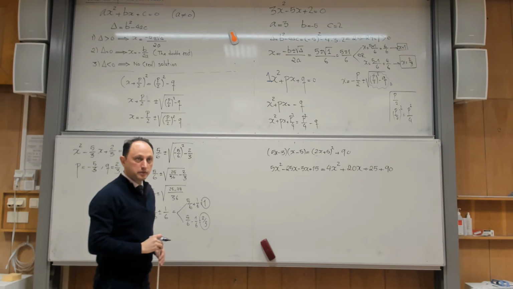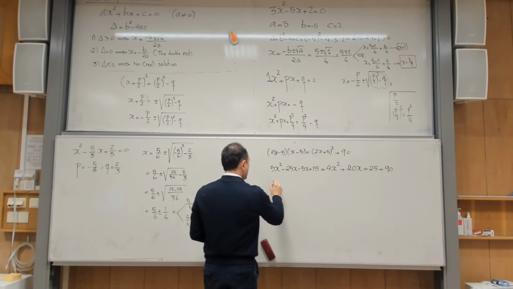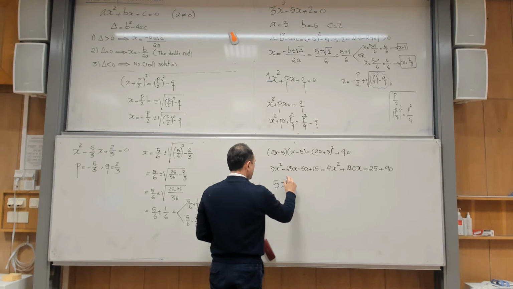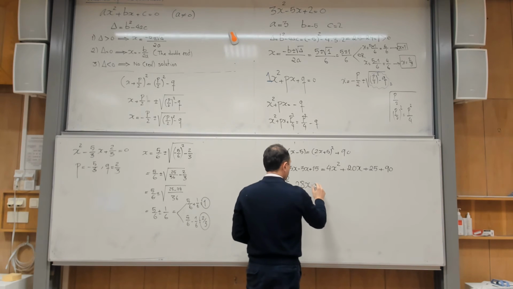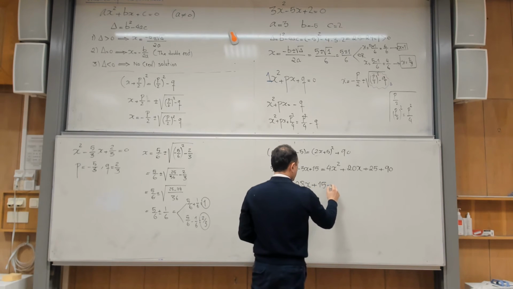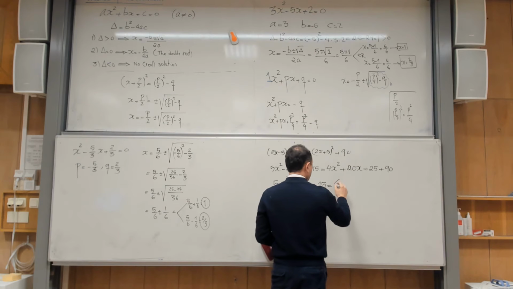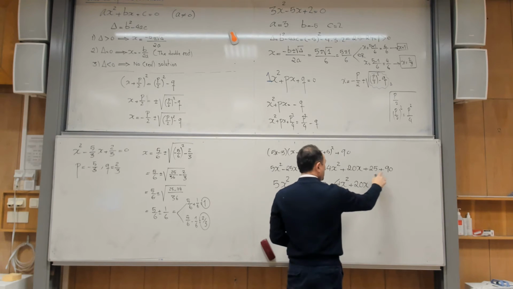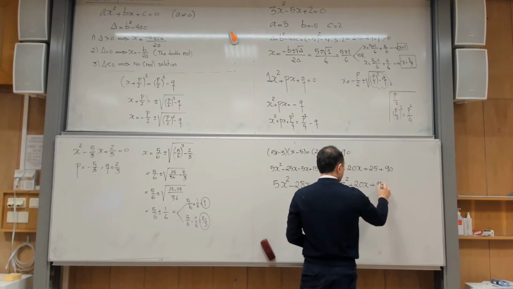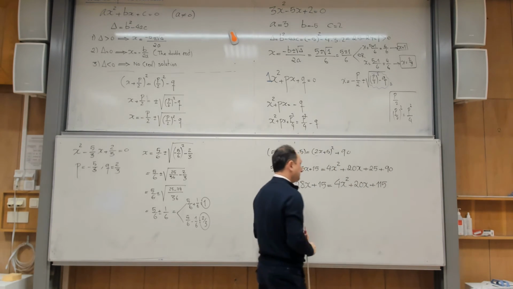And still I need to simplify the equation. So this becomes 5x squared, this minus 28x and 15. On the right-hand side, this is alone. 20x is also alone. But this one and that one becomes 115, yes?